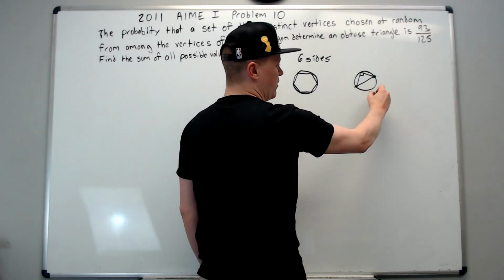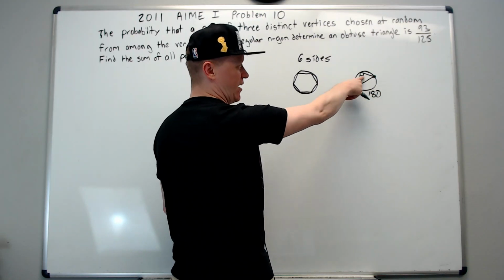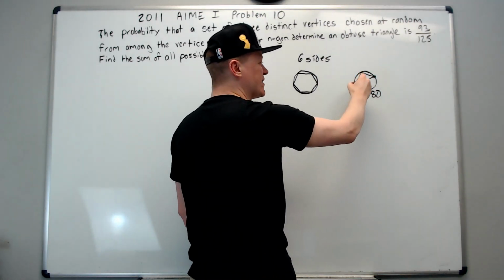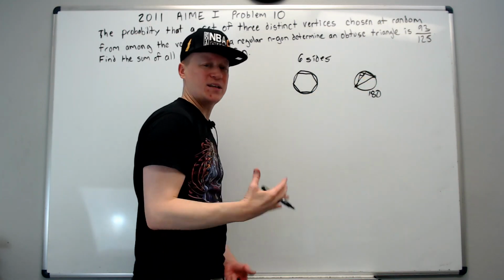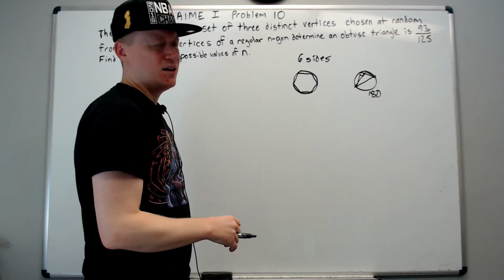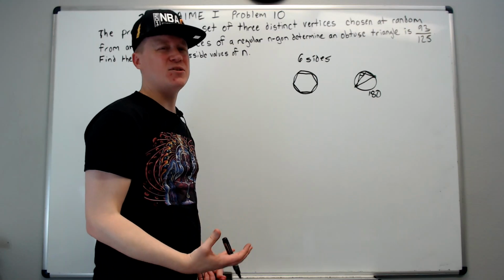So this would be 180 since that's a diameter, and half of 180 is 90 every time, no matter where the third point is, as long as 2 of the points are on a diameter. Okay, well, what does that mean about obtuse then?